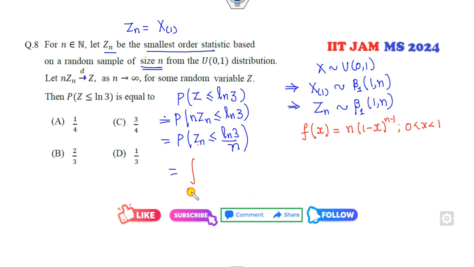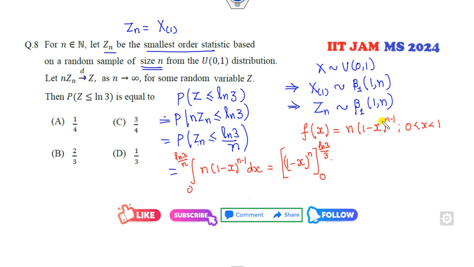So I can integrate from 0 to ln 3 over 3 here. This is n times (1 minus x) to the power n minus 1. The n will be outside the integration, so the n will be cancelled out. If you integrate them, it is (1 minus x) raised to power n, and you substitute 0 to ln 3 over 3.